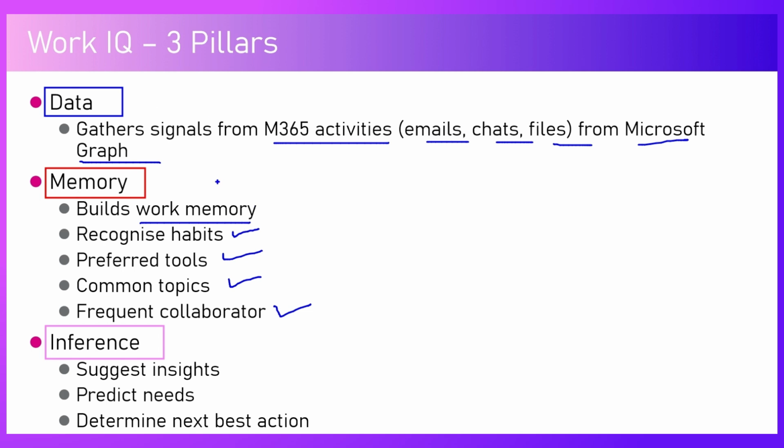Once that is done, on the basis of the data you collect and the work memory, which includes the habit, tools, topics, and the collaborators, it suggests the insight. It can provide you the next best action, or it can predict the needs. So this is how Work IQ functions.